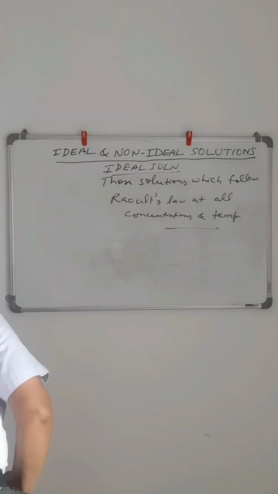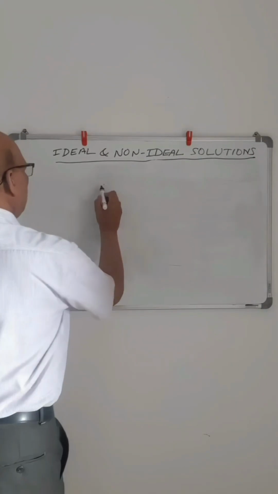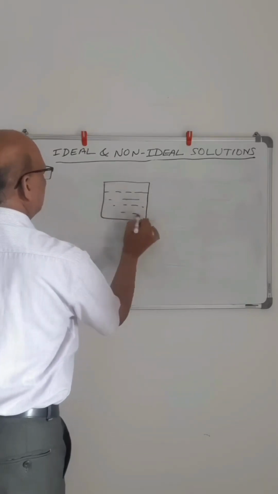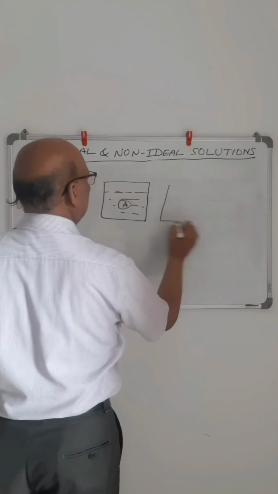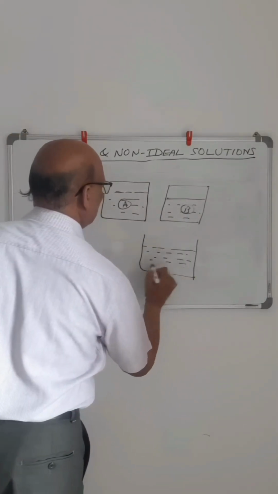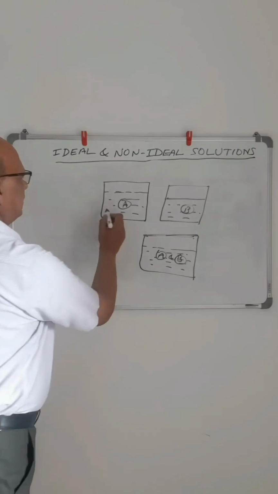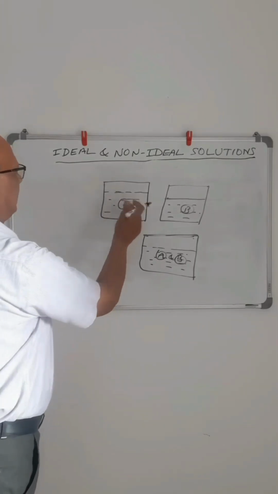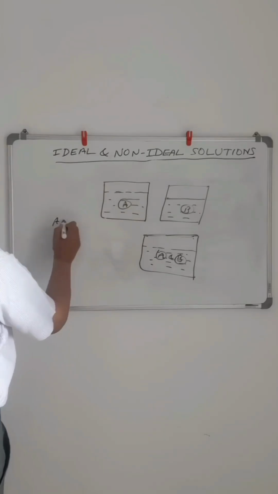अब ideal solution होने के लिए क्या क्या conditions होनी चाहिए? Suppose again I take that example. Suppose there is a container having liquid A. This is your liquid A and this is having liquid B. अब जब हम इनको मिक्स कर देंगे तो we will get a mixture having molecules of A and B. अब होगा क्या, जब ये प्योर लिक्विड A था, these interactions were between the molecules of A and A. So it was having AA interactions.